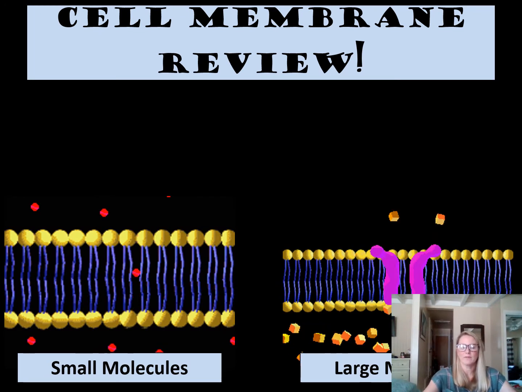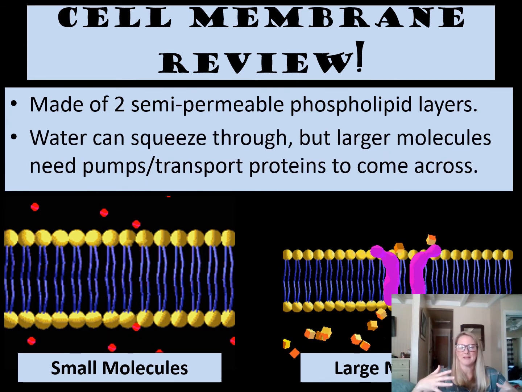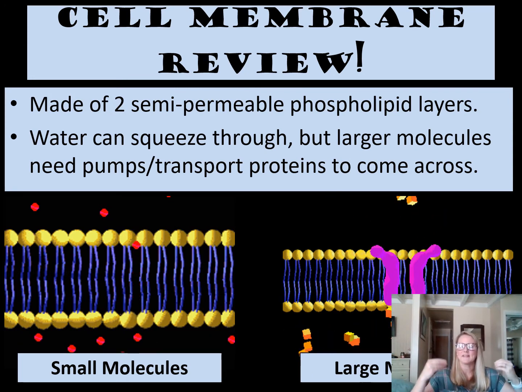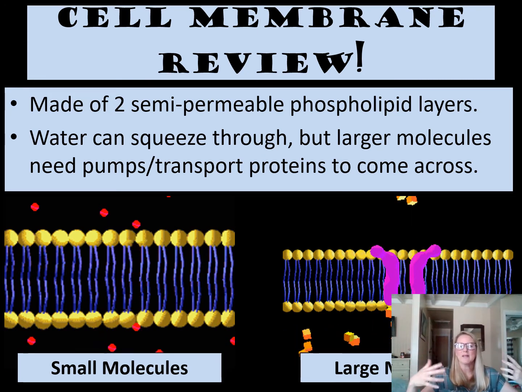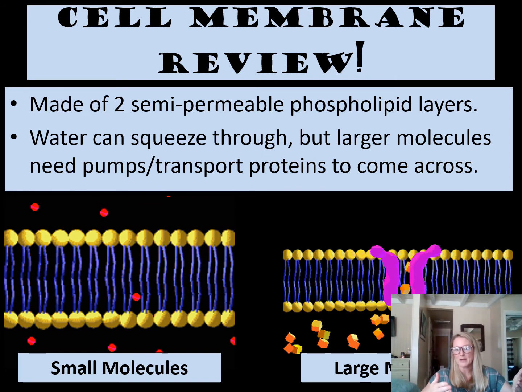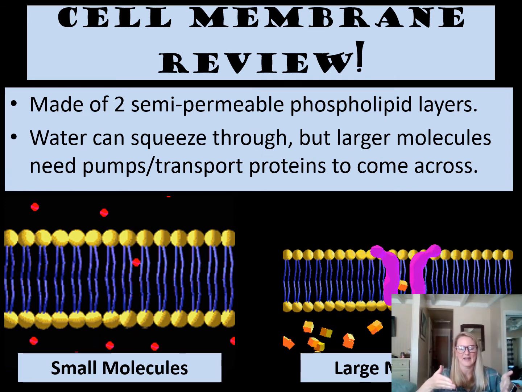So just a little review of the cell membrane. It's made of two semi-permeable phospholipid layers. Semi-permeable means that some things are allowed through the membrane, but not all things, okay, semi. And phospholipid, well, if you remember what a lipid is, it's a fat, and it has a phosphate head, which is a PO4 group, a chemical group. So it's made of those two layers, and you can see from the picture, the phosphate heads are on the outside, and then the lipid tails are on the inside.